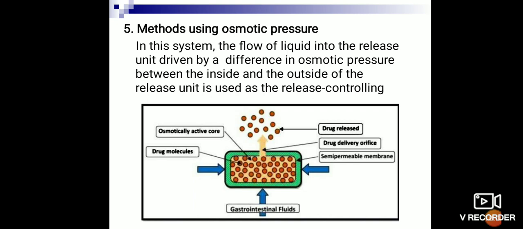The fifth one is the method using osmotic pressure. In this system, the flow of liquid into the release unit, driven by the difference in osmotic pressure between the inside and the outside of the release unit, is used as the rate controlling system. Here the osmotic pressure plays a role, and the mechanism working is osmosis. We will discuss this in detail in the osmotic chapter.